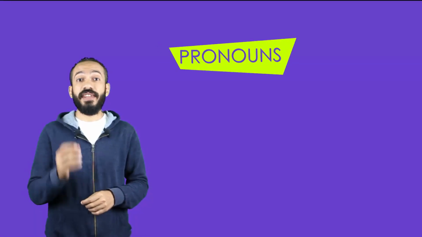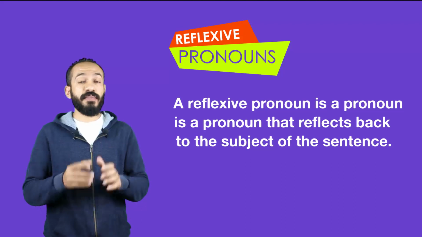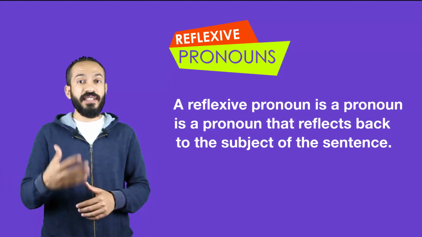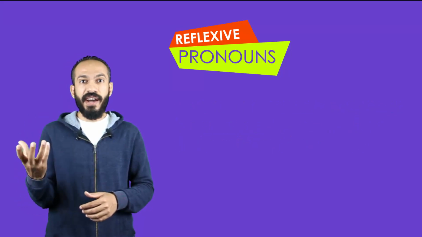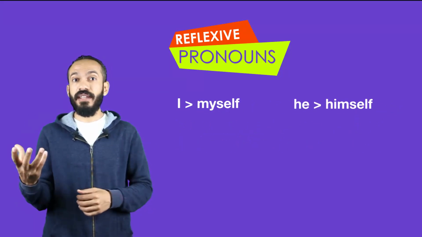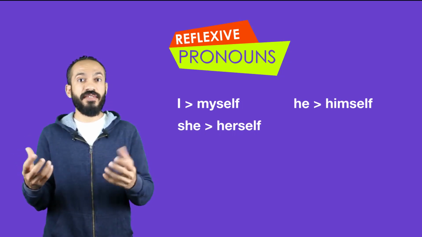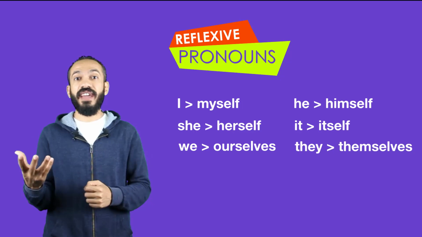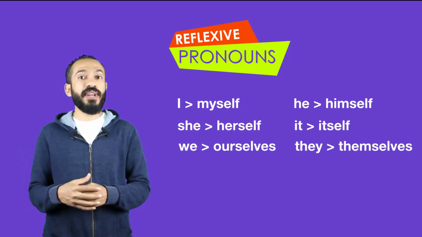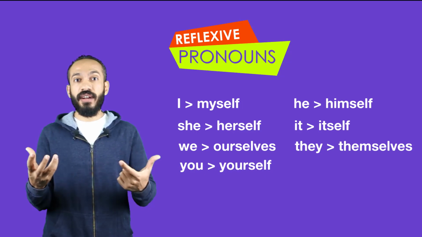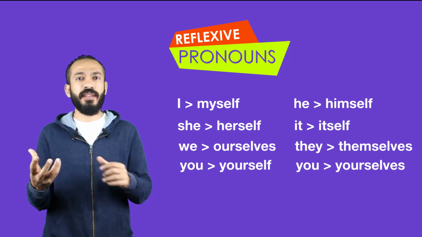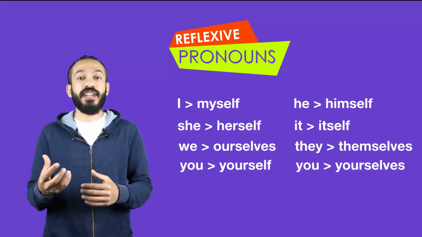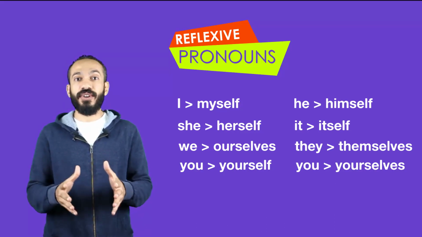So, what is a reflexive pronoun? A reflexive pronoun is a pronoun that reflects back to the subject of the sentence. To reflect back to the subject pronoun I, I would use myself; he, himself; she, herself; it, itself; we, ourselves; they, themselves. Only with the pronoun you might use yourself or yourselves. It depends on the person you are addressing. If you're addressing only one person, you would use yourself. And if you're addressing more than one, you would use yourselves.